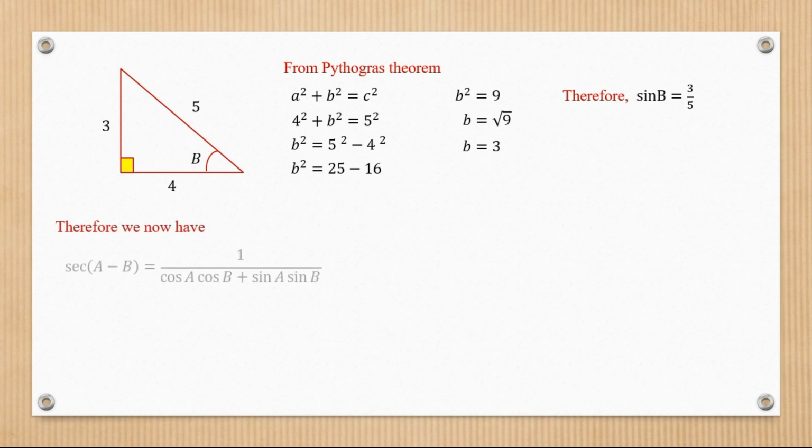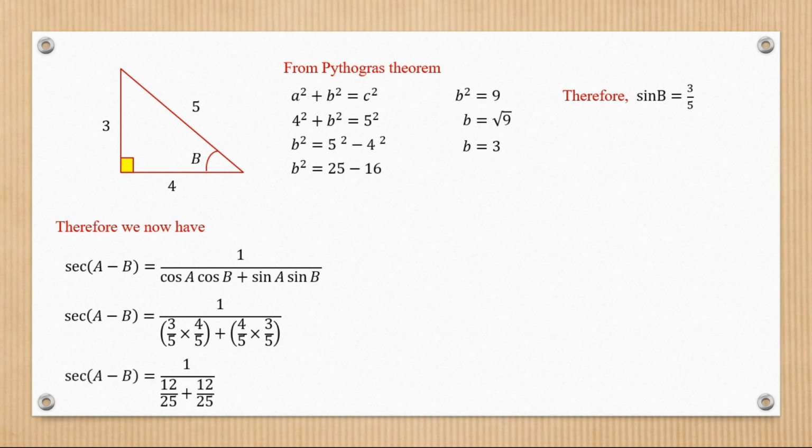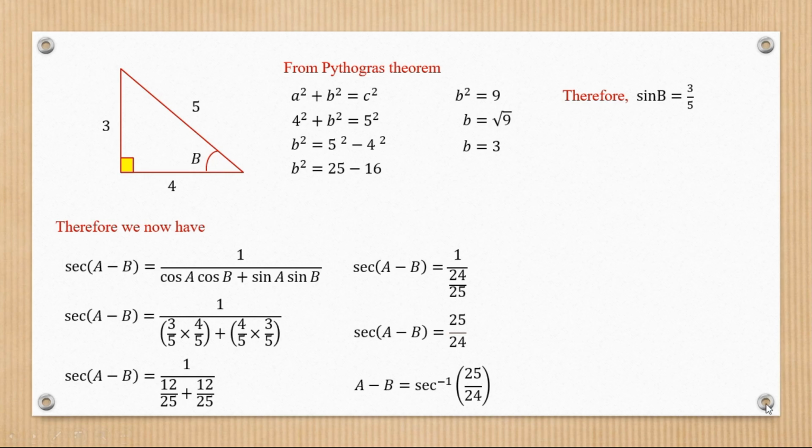So therefore we now have sec of a minus b shall be equal to this. So we'll have 1 over 3 over 5 times 4 over 5 plus 4 over 5 times 3 over 5. So when we multiply those, we have 1 over 12 over 25 plus 12 over 25. So we add those two fractions and we'll have 24 over 25. So sec of a minus b is 1 over 24 divided by 25, of which that is basically the same as 25 over 24. And then we can now take the sec back to the other side.